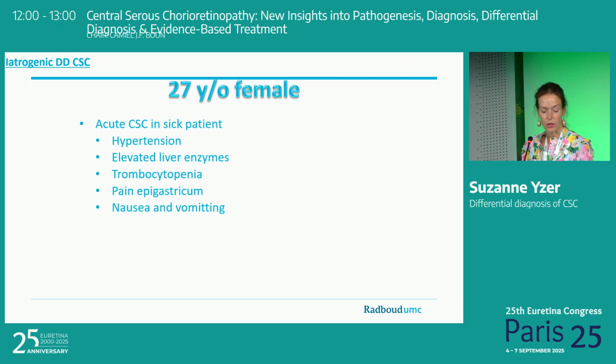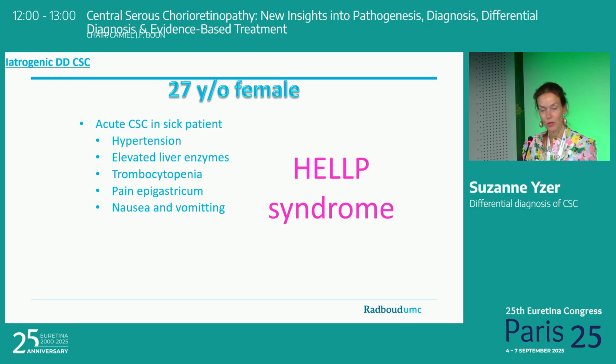So we thought this is acute central serous in a very sick patient. She has hypertension, elevated liver enzymes, thrombocytopenia, pain in epigastrium, and she has nausea and vomiting. Any suggestions? So we thought, could this be HELLP syndrome? So this is what we told our colleagues from neurology.